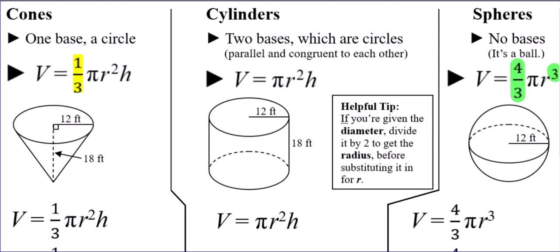Now, speaking of using a 1/3 and not using a 1/3, let's talk about cones versus cylinders. Cones are 1/3 as much of a cylinder. So a cone will have a 1/3 times pi times radius to the second power times height. Cylinders do not have the 1/3. Their volume formula is just pi times radius squared times height. Kind of like pyramids versus prisms, cones only have one base. Cylinders have two bases, which are going to be parallel congruent circles. So that's kind of like what we had at the top of the page with pyramids versus prisms, kind of similar with cones and cylinders.